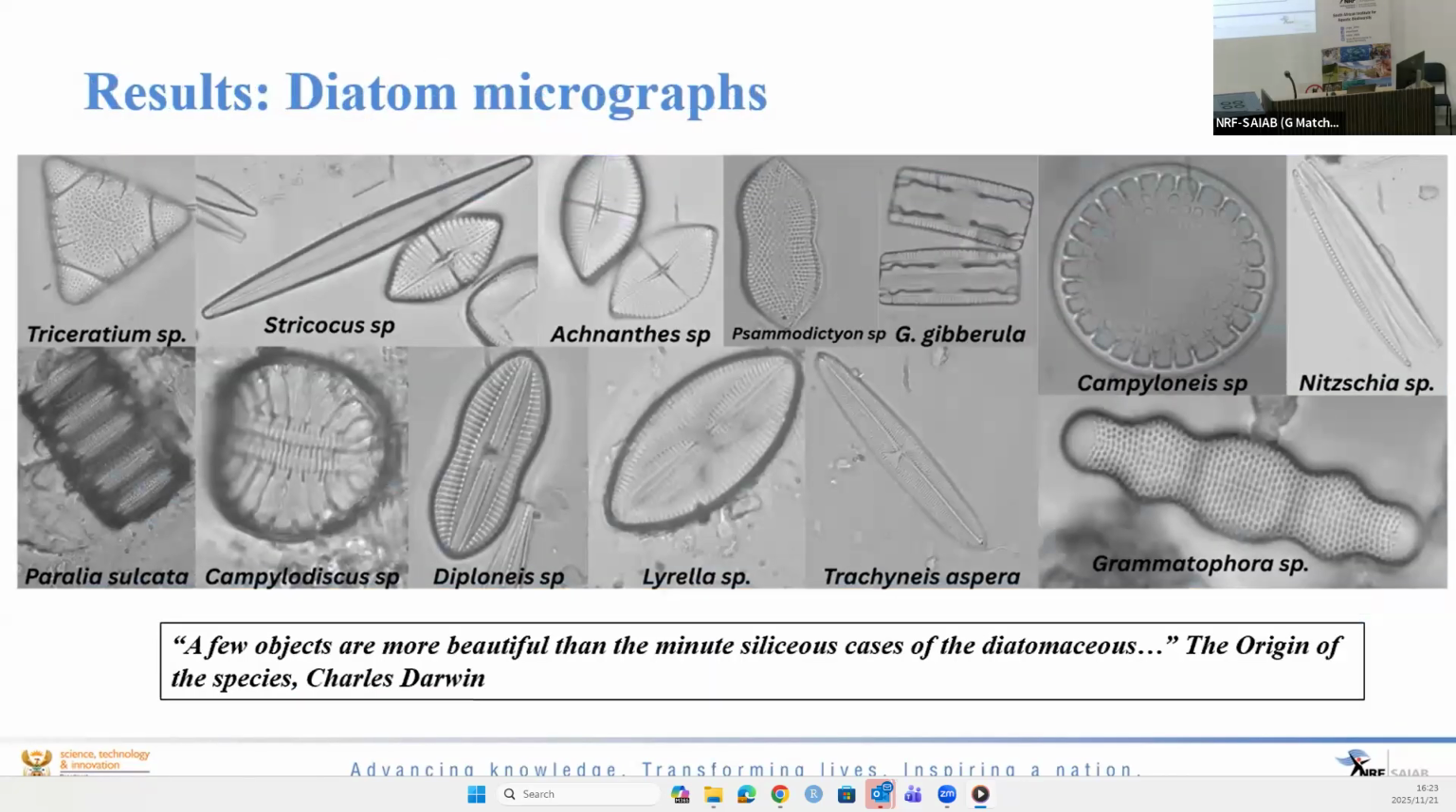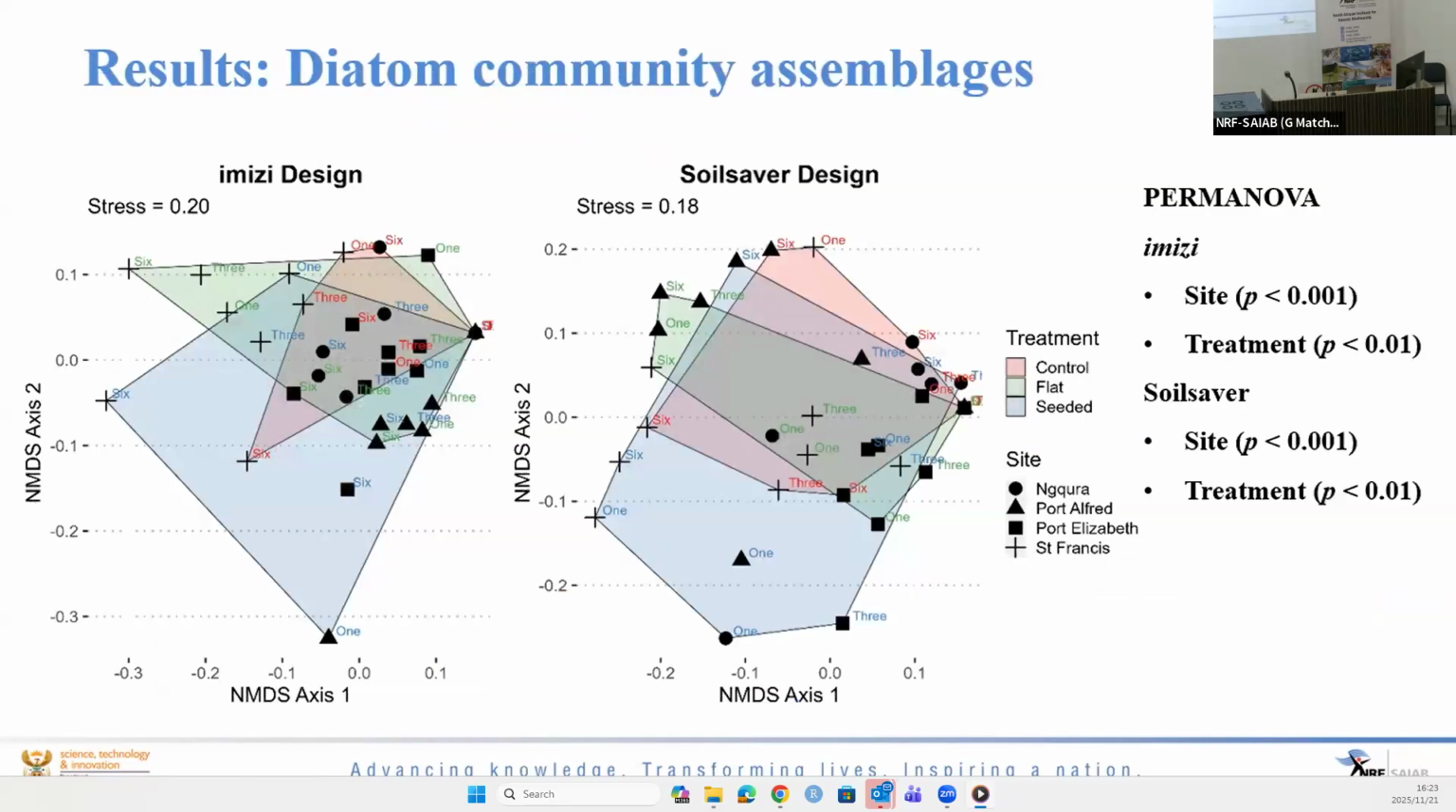So just to show you some of the diatoms that were identified, I selected some of the beautiful micrographs I've taken, which include species such as Campylodiscus, Astrococcus, Amphora species, as well as the Chromatophora species. When we look at the diatom community assemblages, we did find a significant effect of site and treatment in both designs. As seen in the figure here, there are groupings according to site in both designs, as well as separation between treatments in both designs with a bit of overlapping observed.